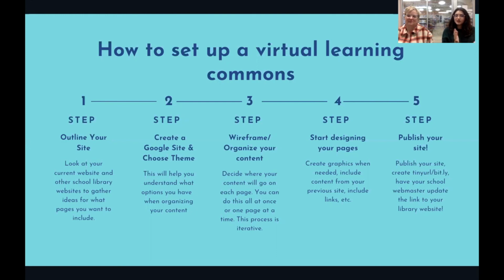And then start designing your pages. Create graphics when needed, include content from your previous site, make sure all your links are working, all of that kind of stuff. It's sometimes really helpful to have somebody else go back over your website and double check things. Even if you are in a library by yourself, maybe you have a teacher friend or somebody who's willing to click through and make sure that everything is working, or maybe it's a student. Sometimes you can get feedback from both. And then step 5 is obviously to publish your site and create that tiny URL or bit.ly. Have your school webmaster update the link to your library website from the school and from the district. That's really important because you don't want them going to a website that doesn't exist.